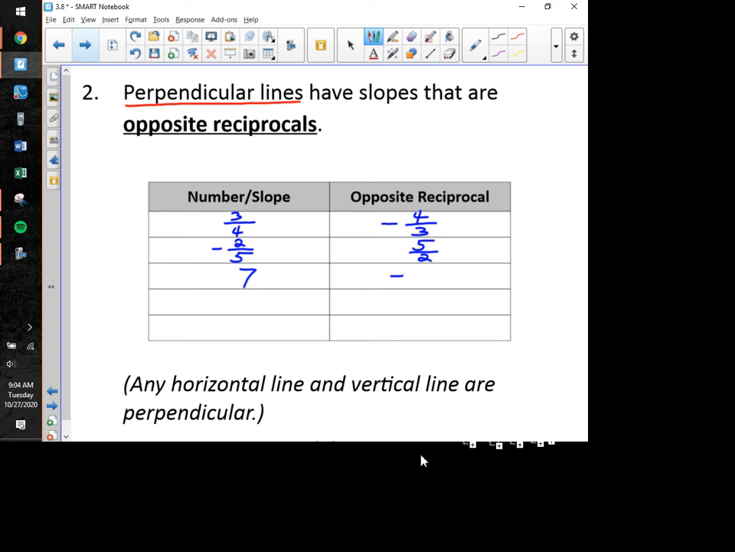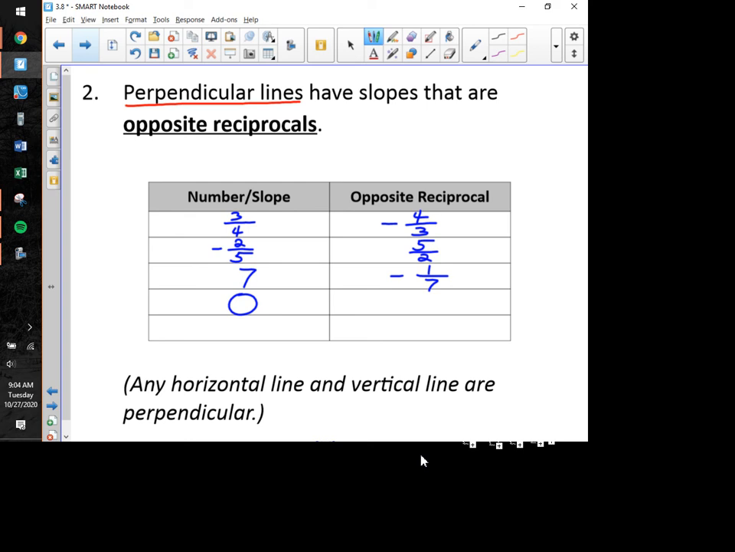And to reciprocate a whole number, just remember that you can think of 7 as 7 over 1. And so when you flip 7 over 1, that is going to become 1/7. So that's an important one right there. Okay? The only other one that I think is really interesting and worth talking about is this slope right here.